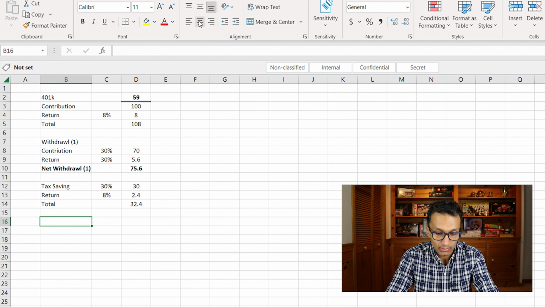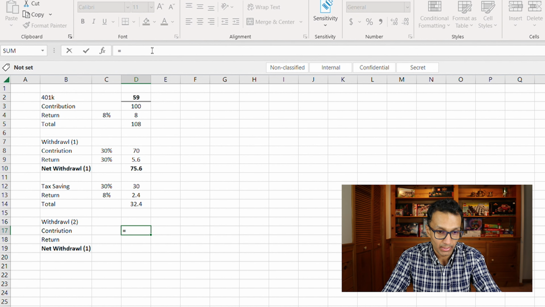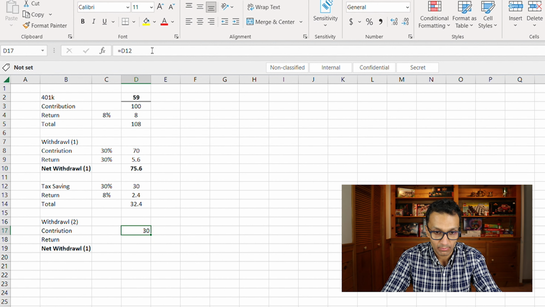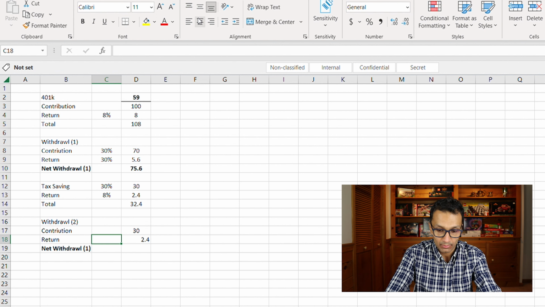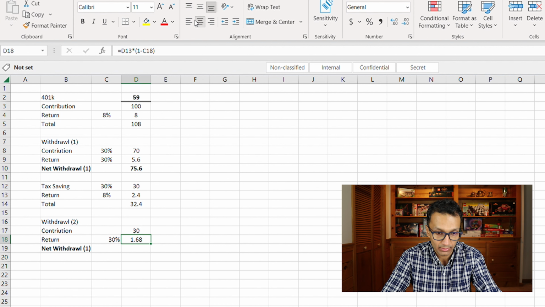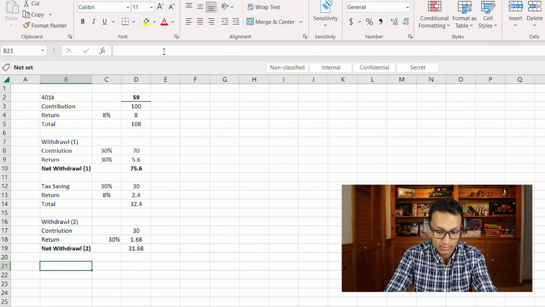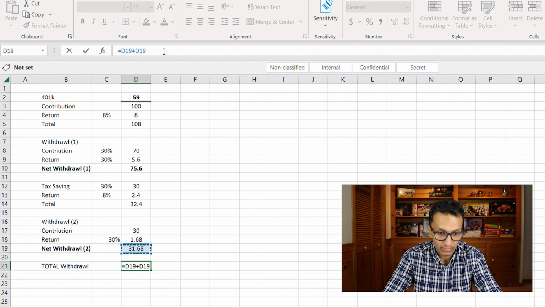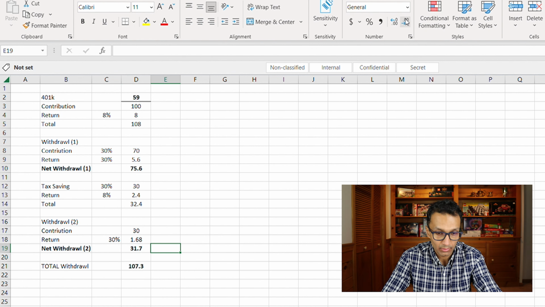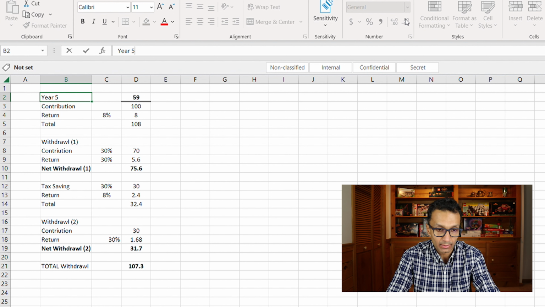And then when we withdraw money from here, it's withdrawal two. On the money that we contributed, we'll get 30 as is, because this money was after tax, so we won't pay any tax on this. But on the return that we make, we'll pay 30% tax. So we get net withdrawal two of 31.68. Total withdrawal is 31.68 plus 75.6, for year 59, for 401k.